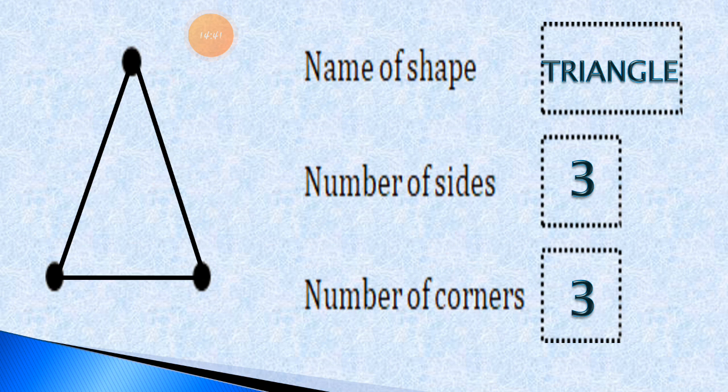I hope you understood this concept of joining dots and making a shape. Give the name of the shape. Number of sides you have to count and write down. How many sides does this triangle have? How many corners does this shape have? You have to find all these things and write them down in the given answer box.